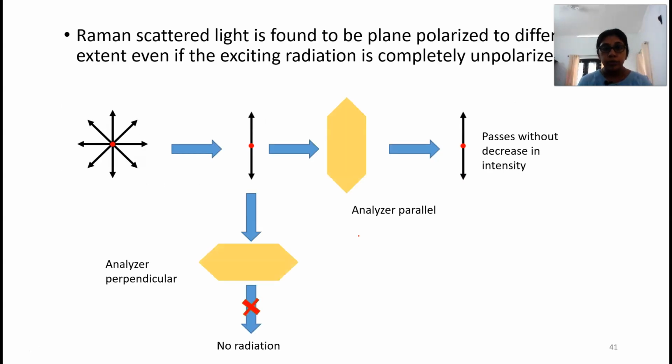Raman scattered light is found to be plane polarized to different extents even if the excitation radiation is completely unpolarized. When we do Raman scattering, we already said that you will have anti-Stokes and Stokes lines.